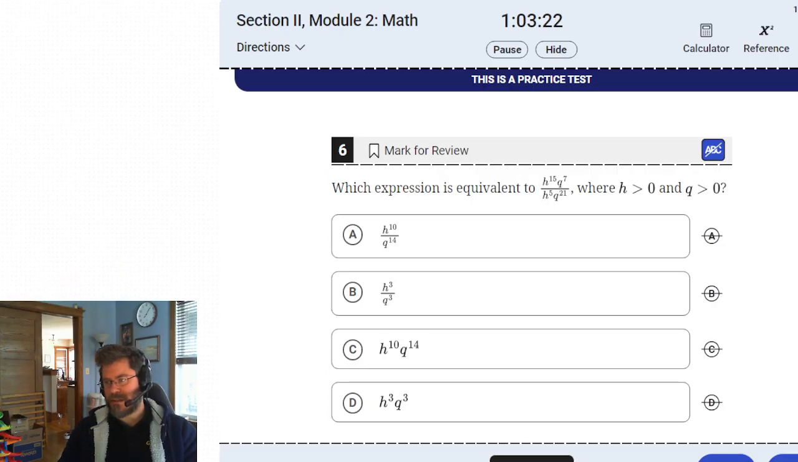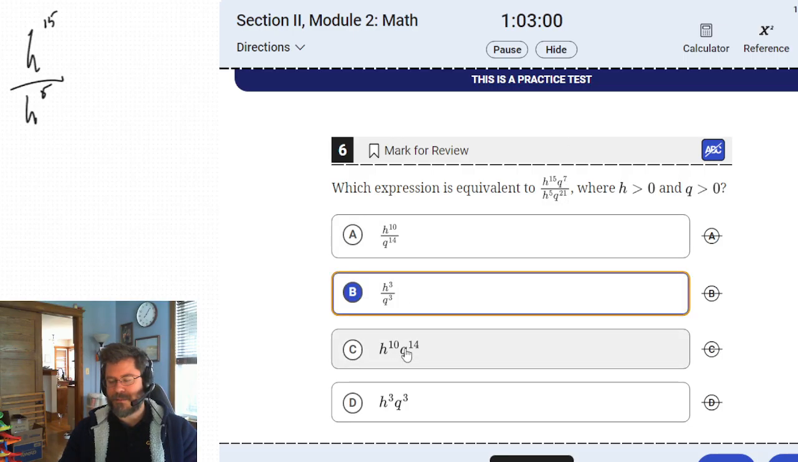Nonlinear equivalent. We're just reducing h to the 15th over h to the 5th, which reduces to h to the 3rd. So I know that I'm going to have h to the 3rd in my answer, so it's either B or D. And just quickly looking at these q's, the exponent with the larger value is in the denominator. That's q to the 7th over q to the 21st. So clearly that's going to be in the denominator when we're all done. So it's got to be B.